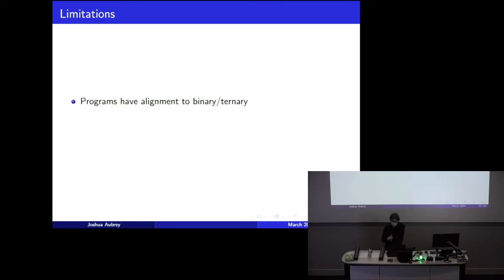Programs have more alignment towards binary or ternary, as I just discussed. So AND, XOR, and OR have different results based on either one, because we have those extra outputs that we can get from the logic gates. So you can't just put in a program that has AND and expect it to work on both.